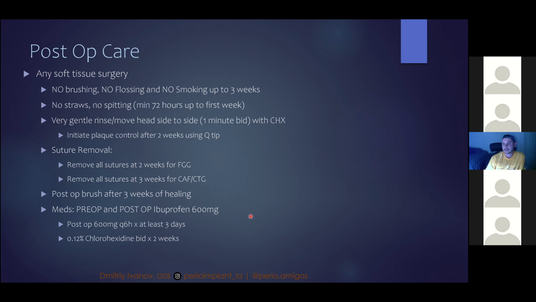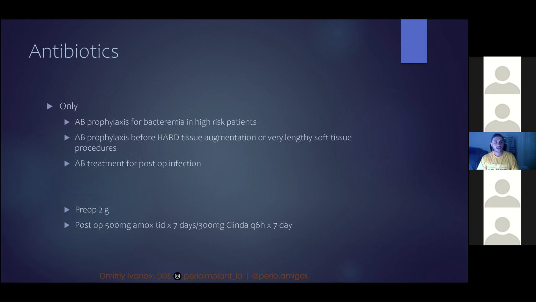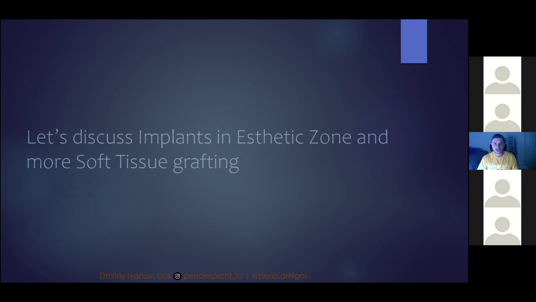I always give antibiotics for anything that I place inside. I don't give antibiotics for free gingival grafts usually because it's an outside graft. And then I do use Peridex in these cases, starting usually at week 2, twice a day. And antibiotics, just very common.